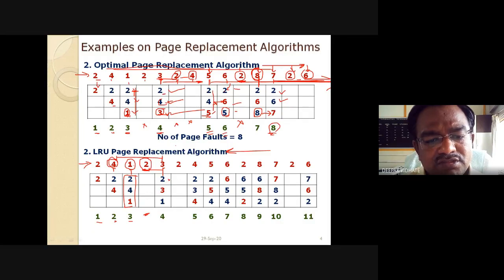So that's why this is 2, 3 and 1. Replace this 4 by 3. Getting this point? Now, this is page fault number 4. For 2 again, there is no question about page fault. Then 4. Now there is no 4, that's why page fault occurs.